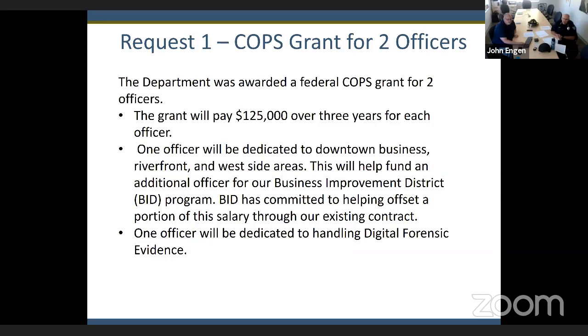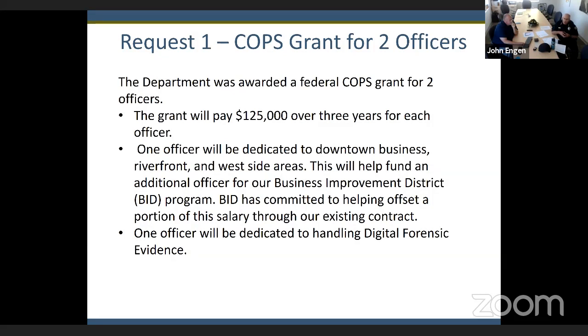The second officer that we were awarded the grant for is for a digital forensic evidence officer. Currently, our digital forensics program is an ancillary duty for one of our detectives. So one of our detectives who is investigating cases and investigating those crimes has an ancillary duty of doing digital forensics. What is digital forensics?